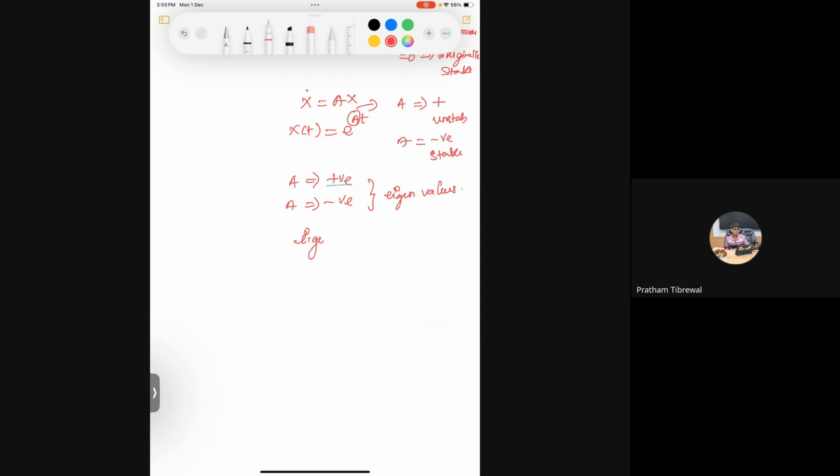Now with the eigenvalue for the state space system, if it is in the left half, it is stable. Keep this in mind. The other way around, it is unstable. That's it. Okay. Right.